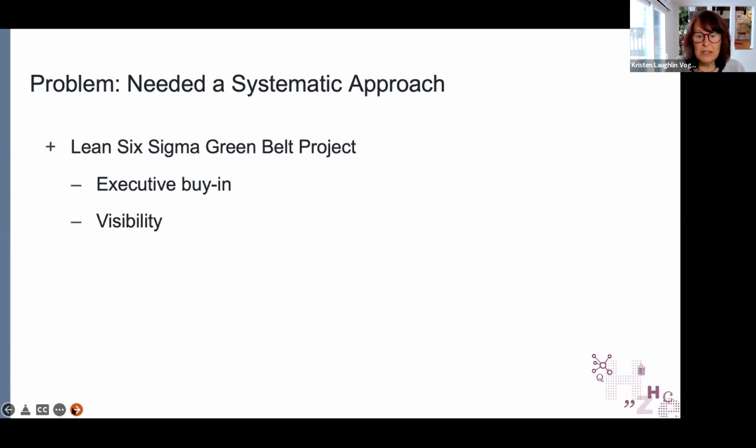And for a green belt, you need an executive champion and an executive sponsor, as well as a volunteer team who agrees to help you with your project. So that would get me executive buy-in and visibility in the organization.